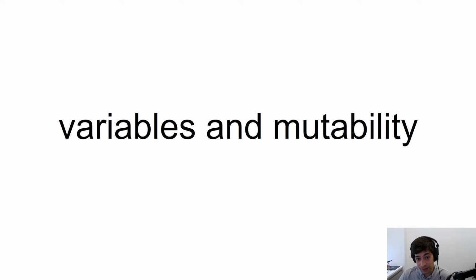There are some languages like Haskell, for example, where variables are immutable. That means that once you assign a variable a particular value, it can't change anymore. And we're going to see in a little bit why we might want that. So let's get started with the basics.